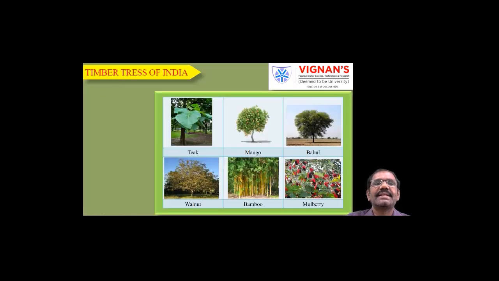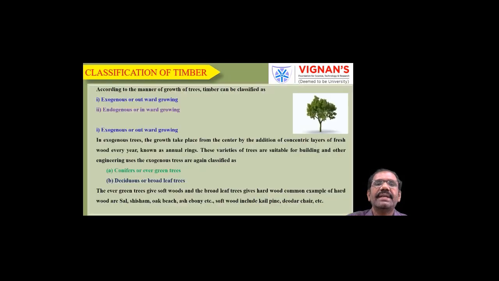So next, let us see the different types of timber trees available in India. They are, see this one, teak, mango, babul, mulberry, bamboo, walnut. So these are some of the examples of timber which are available in India. Now, let us see the classification of timber.